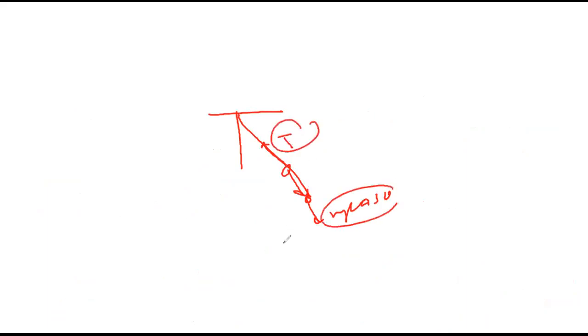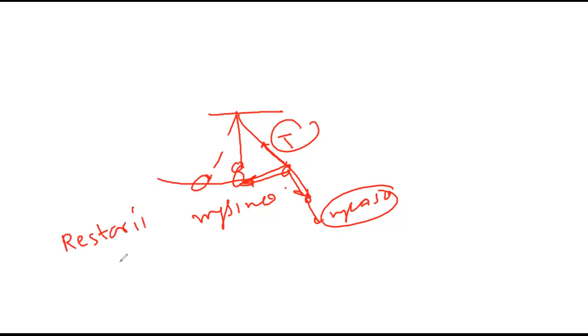Mg sin theta perpendicular to the string, mg cos theta along the string. See, this string is inextensible. So this mg cos theta cannot pull the string and tension cannot compress the string. That means both must be equal and opposite. Only the unbalanced force will be this mg sin theta, which is trying to bring the bob back to its original position. The force which brings the body back, can I say it is the restoring force? Yeah.